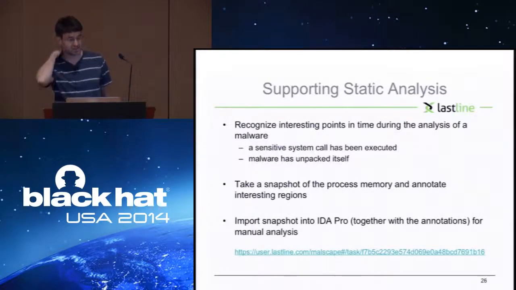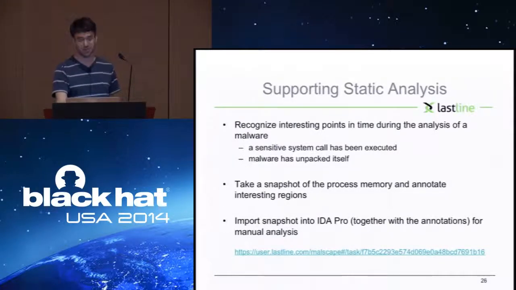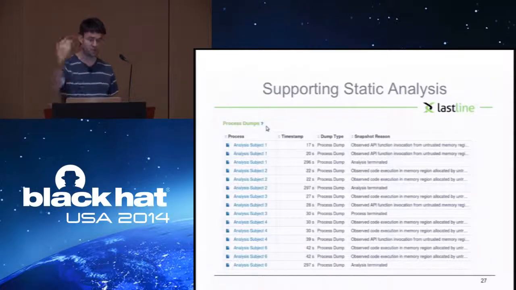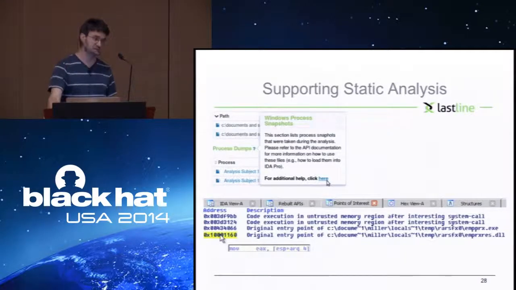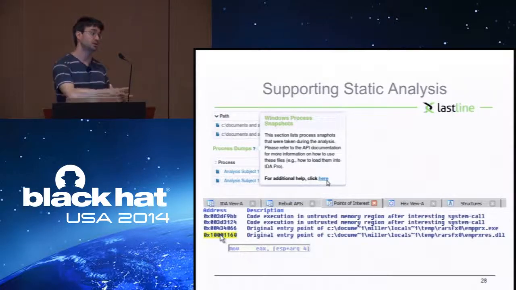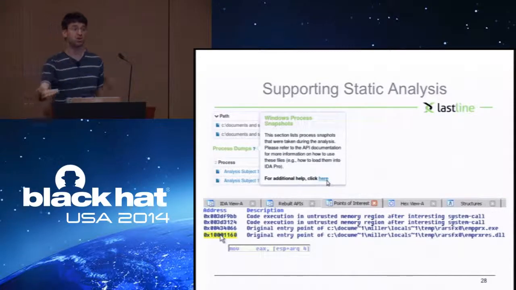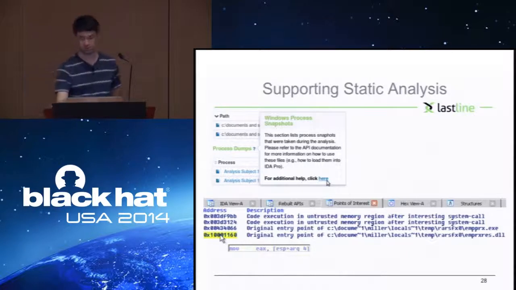Or, as I said before, supporting static analysis: we can recognize interesting points in the execution of a program. We can take a snapshot of that memory and then export it into IDA. A user can just say, okay, a number of analyses have happened. Export the process snapshot, and then you see on the bottom of that slide, this is just the classic IDA view. You can basically see new untrusted memory regions that the program has created while it's being executed. All these things come from the deep visibility that we have into the process, and is often not visible when you just look at the system calls.